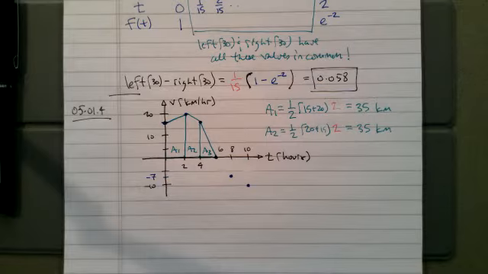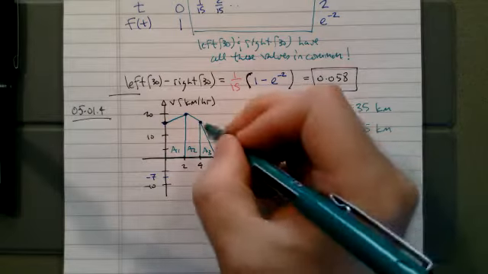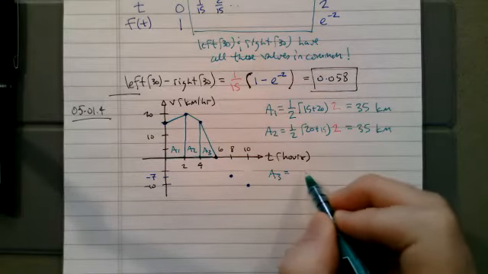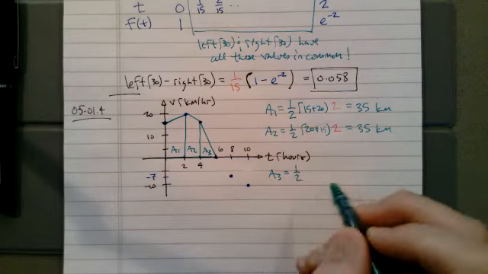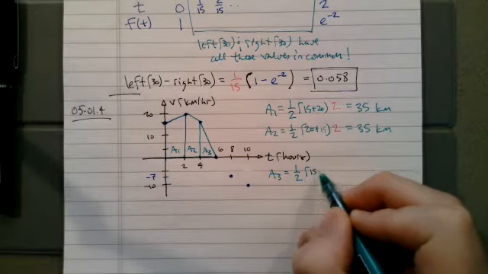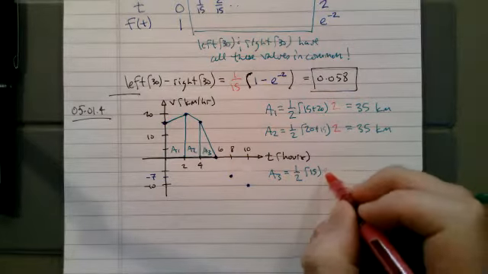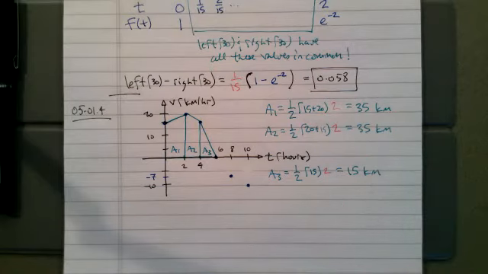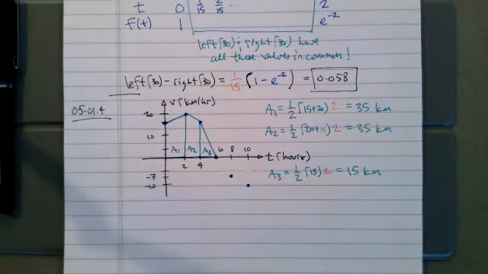And then we start to realize that we've been riding away for a while, so we're still riding away, but we're slowing down quite a bit. So in A3, it's a triangle, so I'll just do 1/2 the base times the height. The height is 15, and the base is still 2. So between 4 and 6 hours, we've traveled another 15 kilometers away from home.